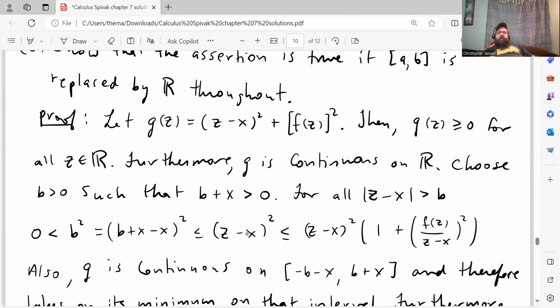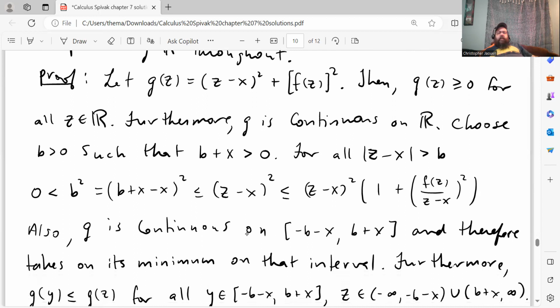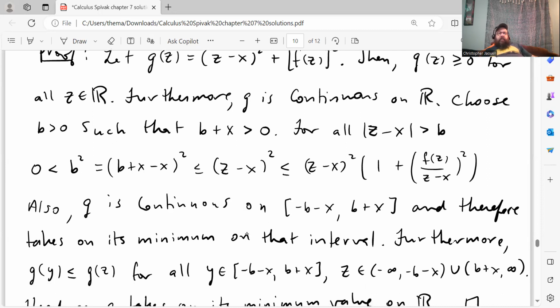G of z equals z minus x squared plus f of z squared. Then G of z is greater than or equal to 0 for all z in R. Furthermore, G is continuous on R. Choose b greater than 0 such that b plus x is greater than 0 for all absolute values z minus x greater than b. 0 is less than b squared, and here I'm just adding 0, right? b squared is the same thing as b plus x minus x squared, which is less than z minus x squared, which is less than z minus x squared times 1 plus f of z over z minus x squared.